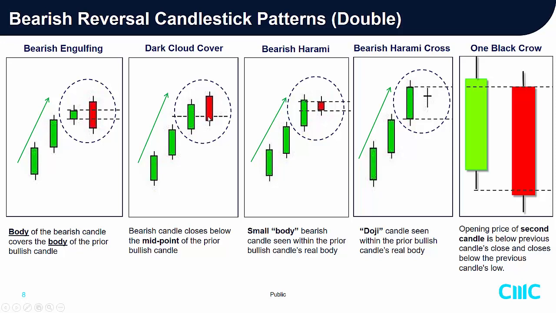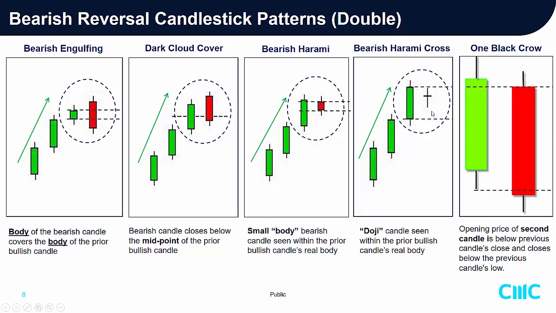Then we have the dark cloud cover, where we have a gap up and the price action of the bearish red candle closes below the midpoint of the prior bullish candle. And then the bearish harami, indicating to us that the previous bullish pressure, as seen in this larger positive green candle, has started to subside or be negated by the formation of a small little bearish body inside the body of the prior bullish candle.